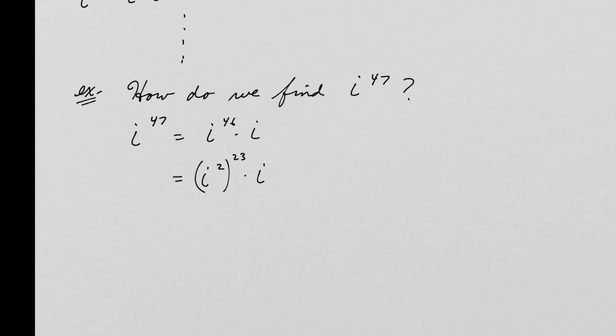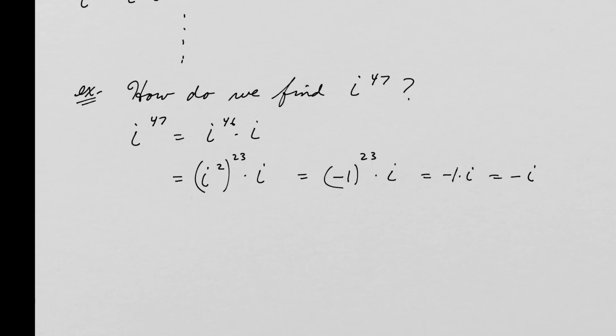Why does it help me? Because I know what i squared is, right? What's i squared? i squared is -1. So this would be like -1 raised to the 23rd power times i. But what's -1 raised to the 23rd power? Well, it's -1 times -1 times -1, right? 23 of them. So since there's an odd number of them, you know that your answer is going to be -1, and I still have an i there times i. So my final answer is going to be -i.